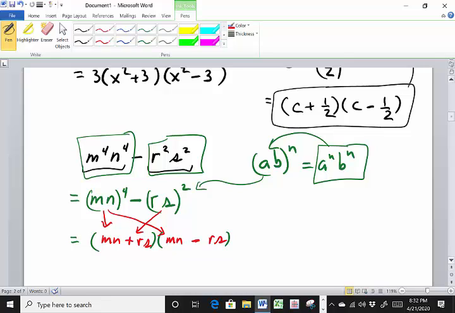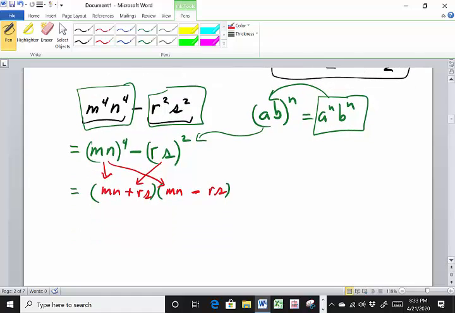Now, what have I been saying? The difference. And what does difference mean? It means to subtract. You have never heard me say the sum of 2 squares. So, a squared plus b squared does not factor.